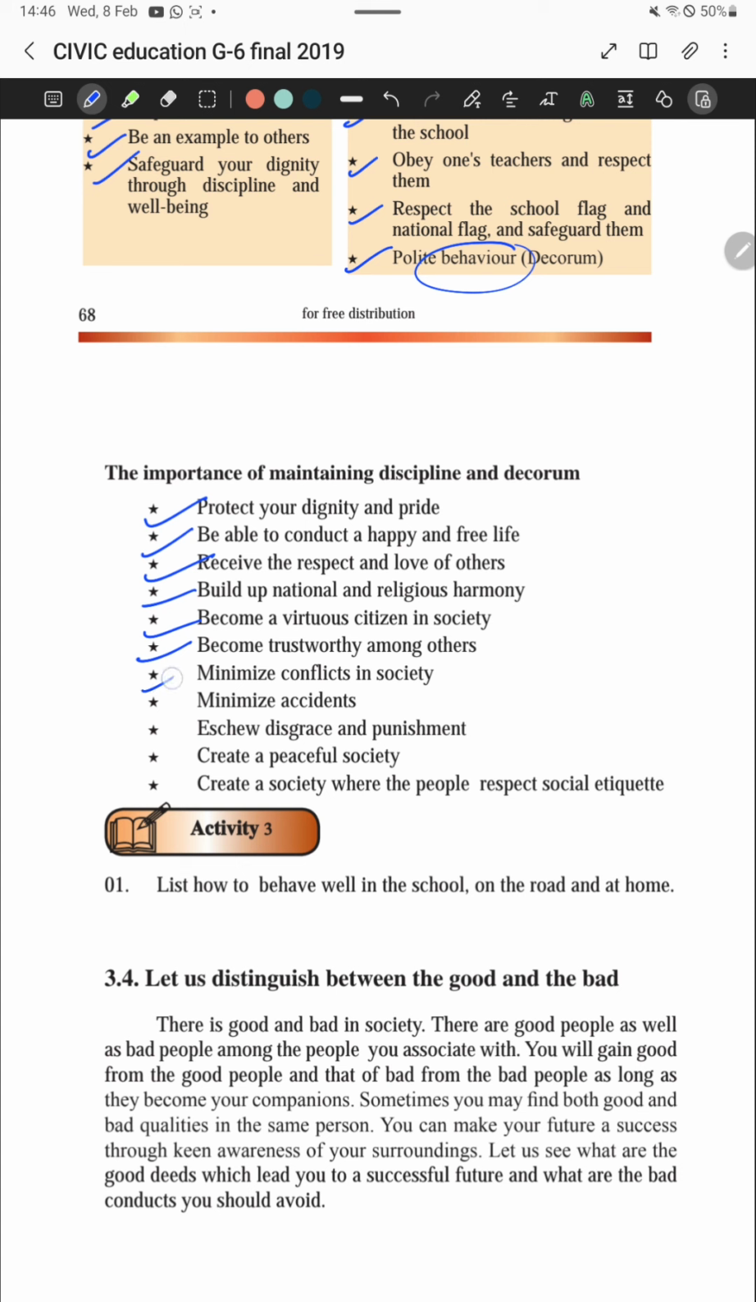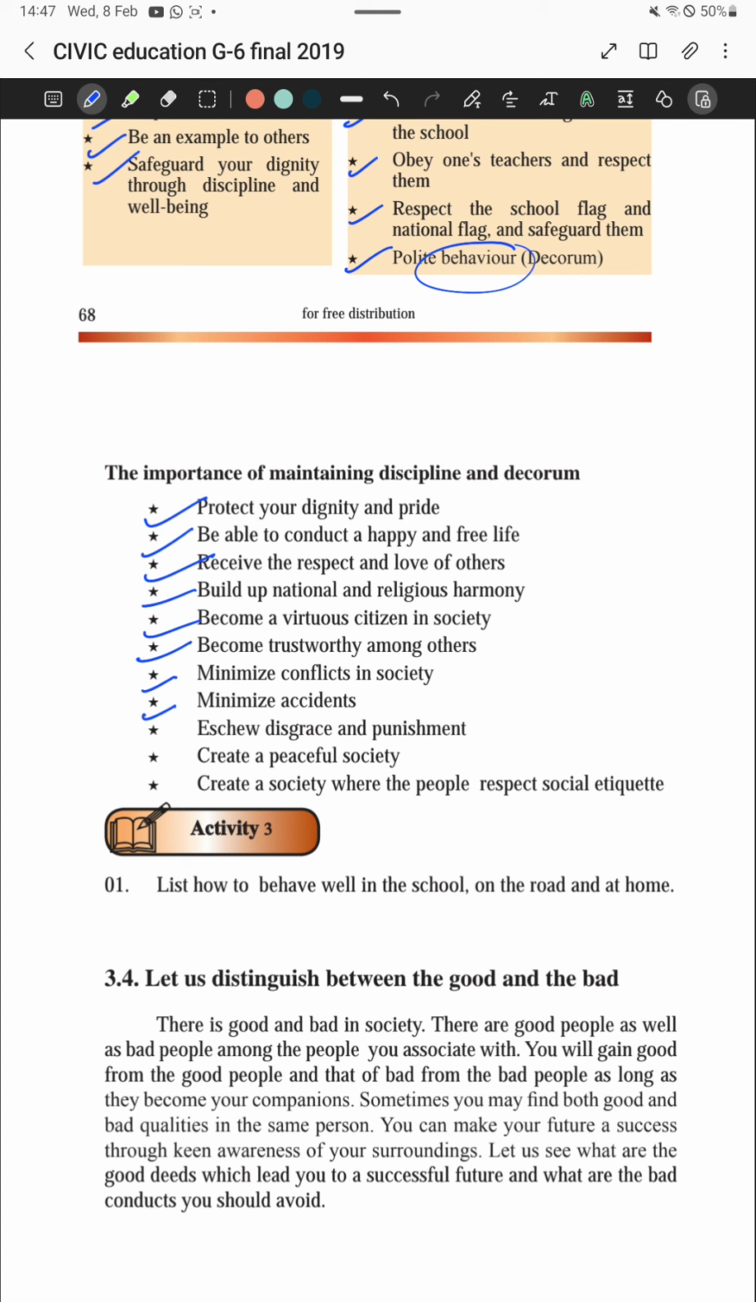And minimize conflicts, less problems, and minimize accidents, less accidents on the road or something like that. All right? So, eschew disgrace and punishment, right? Eschew means you are stopping any punishments and disgrace, you are going to stop or put an end point, right? So eschew means something like that, escaping or something like that.